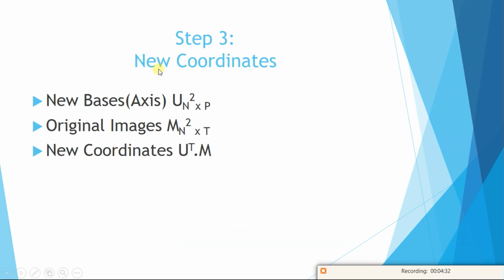So step 3, new coordinates. How can we find new coordinates? Our old coordinates are of dimension n square, and there are t images in total. Our new basis, new axes, is the u matrix of n square cross p, so there are p vectors. We can find new coordinates by taking the transpose of the u matrix and multiplying with the image matrix. After taking the transpose, u will be p cross n square, and p cross n square into n square cross t, the n square cancels, so the result will be p cross t.